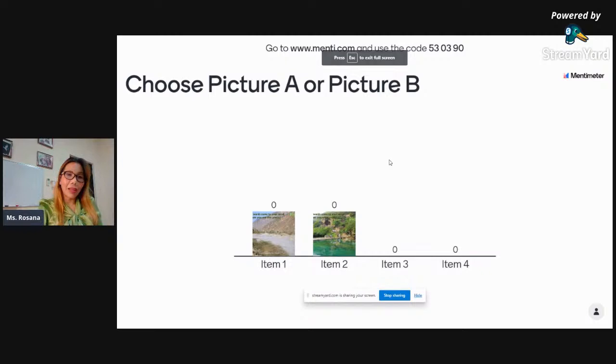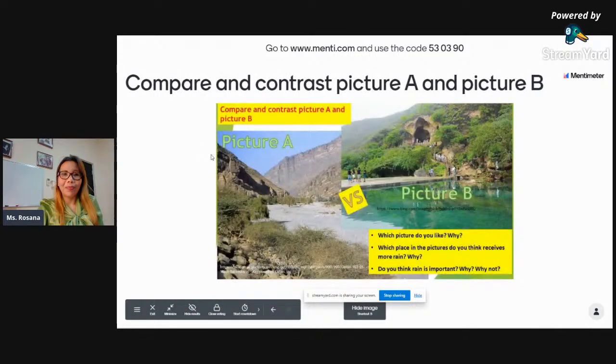Okay, now here in the next slide, you are required to choose which picture between A and B do you like. So click the photo which you like. Is it picture A or is it picture B? Okay, and we will see how many students like picture A and how many students like picture B. Okay, now here you are required to compare and contrast picture A and picture B. And there are 3 questions to be answered here, right? So which picture do you like? Is it A or is it B? Why?